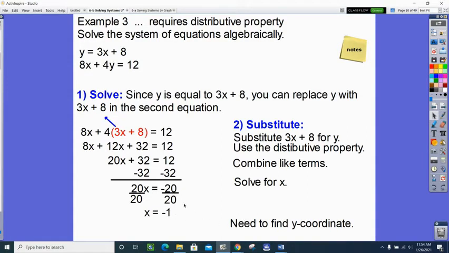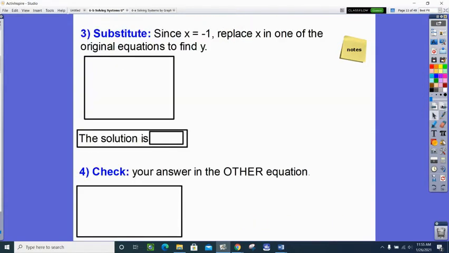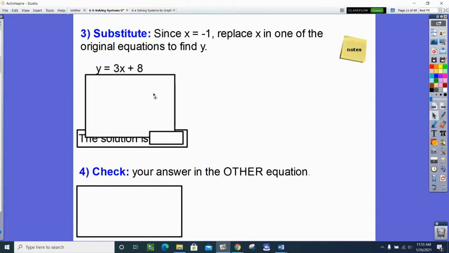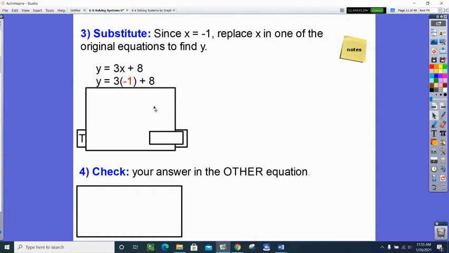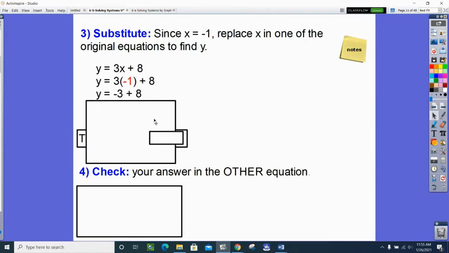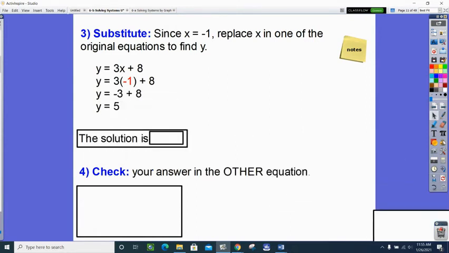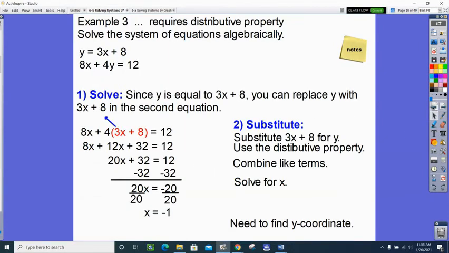You're not done. You have the x, you need the y. So we solve, substitute, check. We're going to substitute, and I'd be putting that negative 1 right there because that's going to be the easier equation to figure it out. You can put it in either one, but why not make your life easier? So I'm going to substitute the negative 1 in for x. I multiply, and I add negative 3 plus 8, and my solution to the system would be negative 1, comma 5.